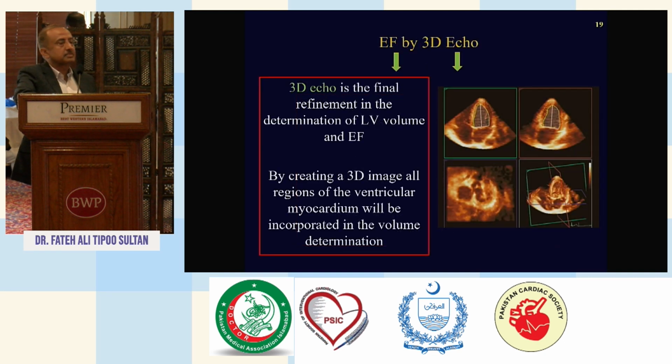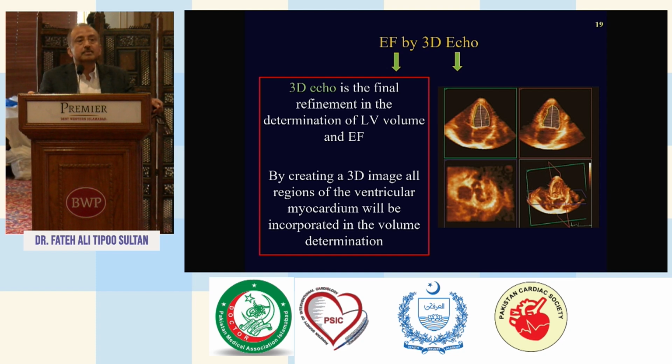So to overcome this, the 3D echo is the best for calculating not only the LV volumes, but also the LV ejection fraction. And the volumes and the ejection fraction which are calculated by 3D echo are more reproducible and are more accurate, and they are comparable to CMR. But unfortunately, 3D echo is not available in each place, and there is less expertise available, at least in most of our centers in Pakistan.